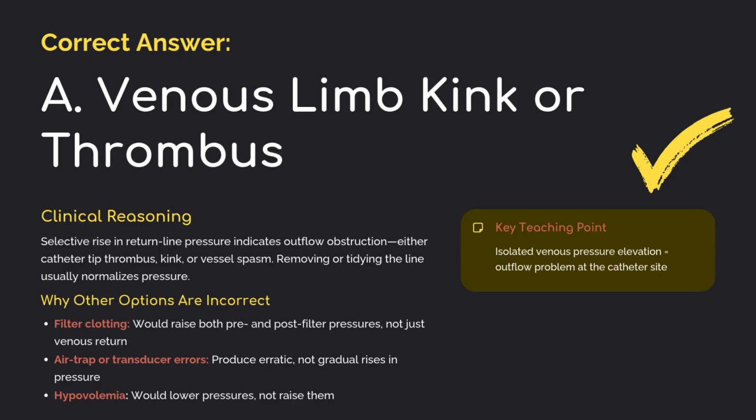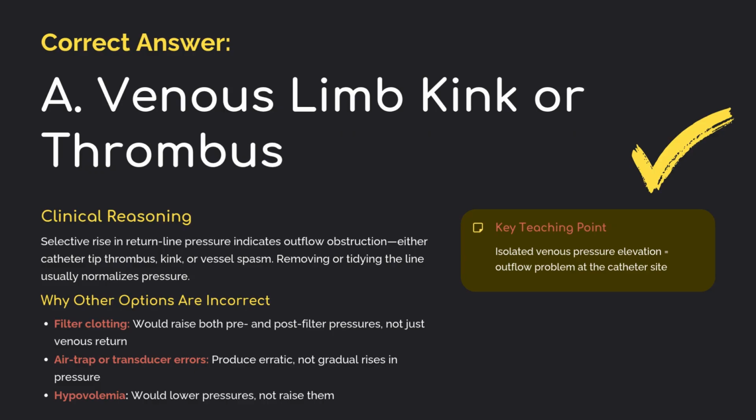And the correct answer here is venous limb kink or thrombus. Let's break down the reasoning. Selective rise in return line pressure always points toward an outflow obstruction. That could mean a catheter tip thrombus or kink in the line, or sometimes even a vessel spasm. Simply repositioning or straightening the line often corrects the pressure and confirms the diagnosis.